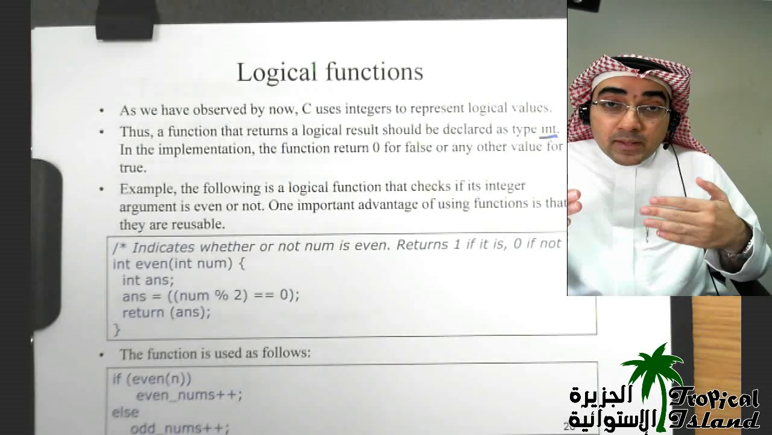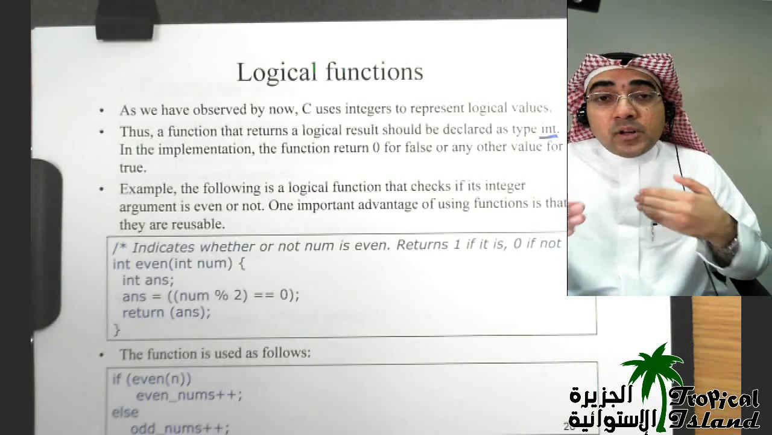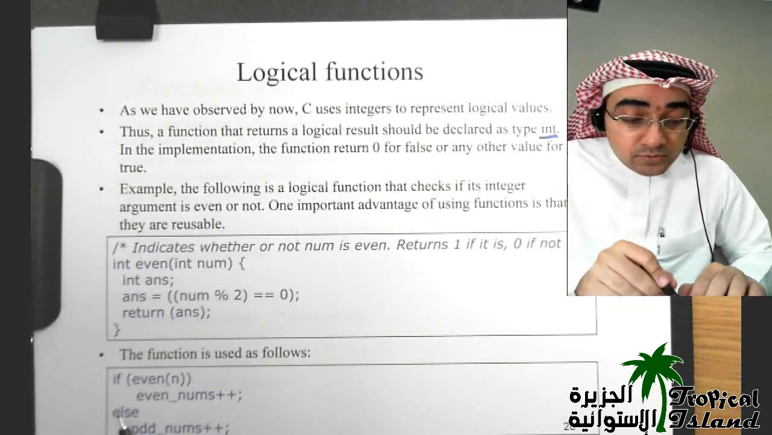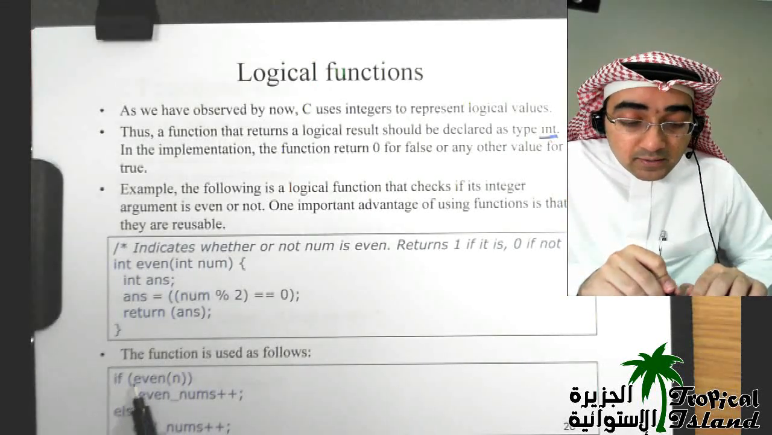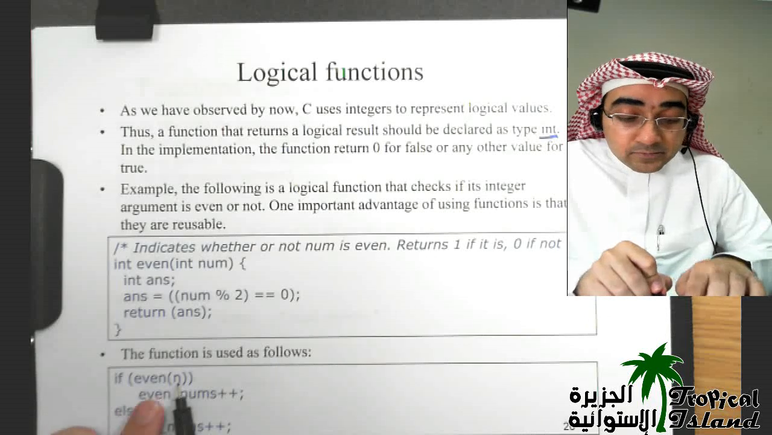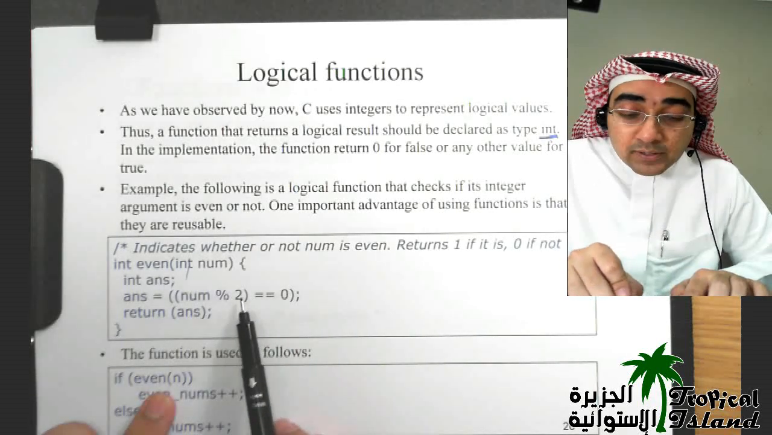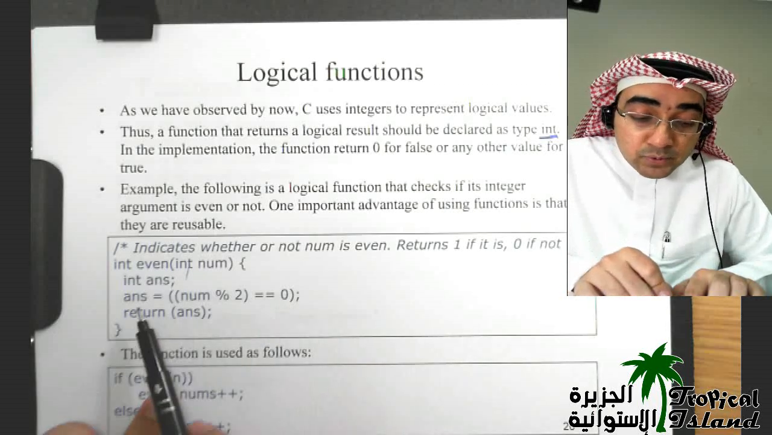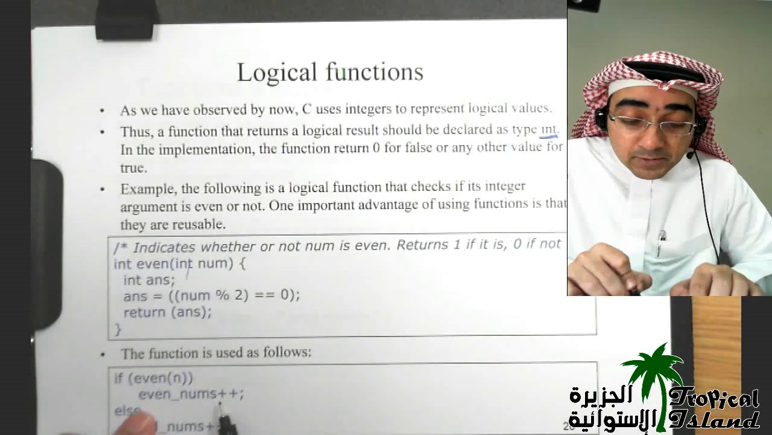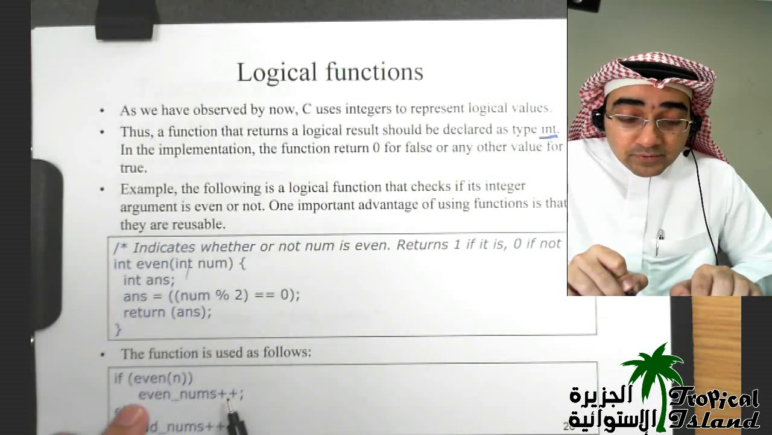So suppose you're writing a program where the user inputs numbers and you're counting how many are even and how many are odd. So you say if even n. Okay, so it'll go over here. It'll take the number, take the modulus 2 and compare it to 0. If it's 0, it's going to put 1 over here and return it. So you add 1 to the number of even numbers.